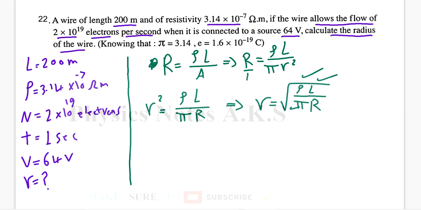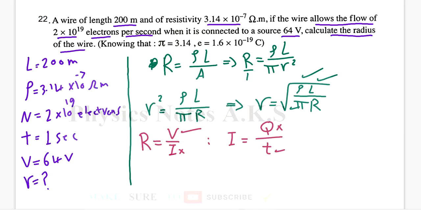So what to do? I need to find the R, the resistance. I know from Ohm's law, R equals V over I. Okay? I have the V, but I don't have the I. Okay, let's go find the I. I is actually charge over time. I have the time, but I don't have the charge. So I can find the charge.